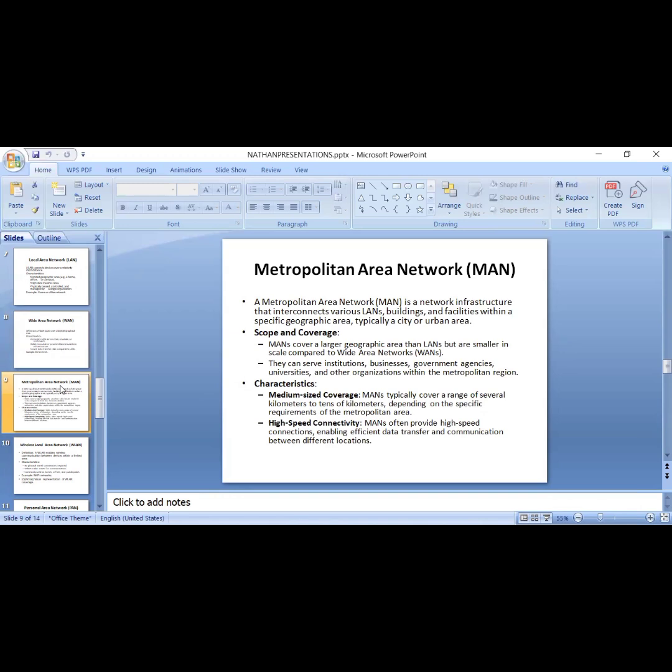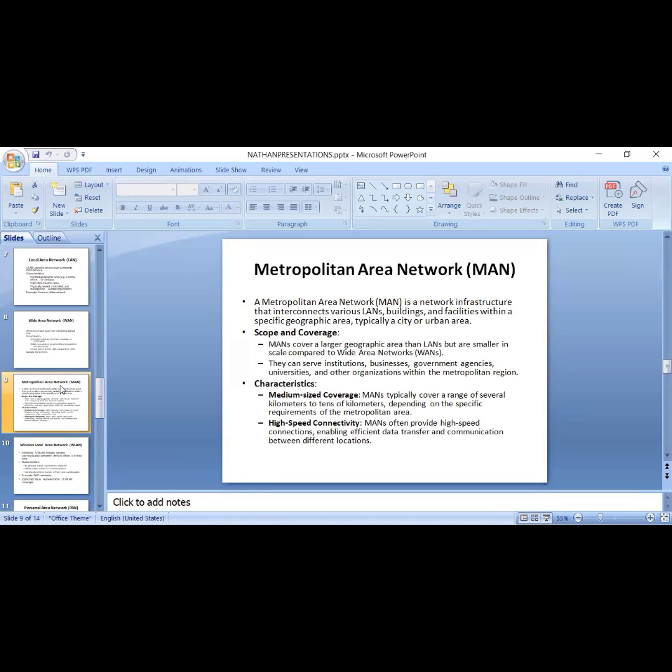Another type of network is the metropolitan area network. This is a network infrastructure that interconnects various LANs, buildings, and facilities within a specific geographic area, typically a city or an urban area. The scope and coverage of this network cover a larger geographic area than LAN, but are smaller in scale compared to a wide area network. They can serve institutions, businesses, government agencies, universities, and other organizations within the metropolitan region.